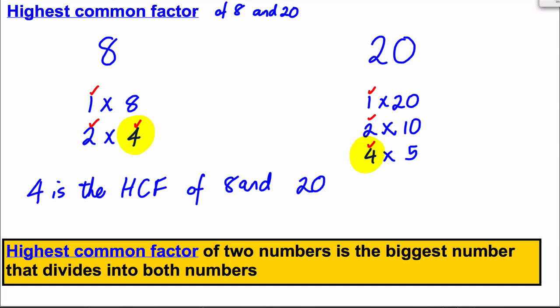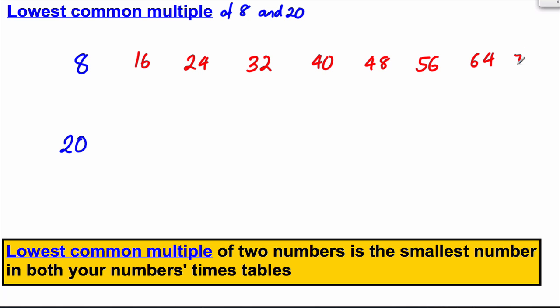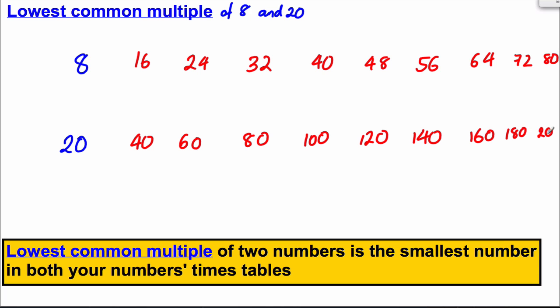Okay, so let's move on and look at the lowest common multiple of 8 and 20. So let's write 8 here and write 20 here, and I'm going to write out the times tables of 8. So 8, 16, 24, 32, 40, 48, 56, 64, 72, and let's say 80. Okay, and let's write out a few of the times tables of 20, so it'd be 20, 40, 60, 80, 100, 120, 140, 160, 180, and 200.